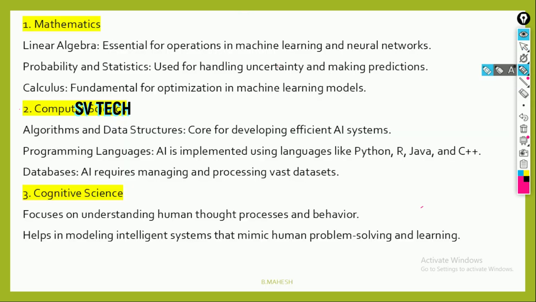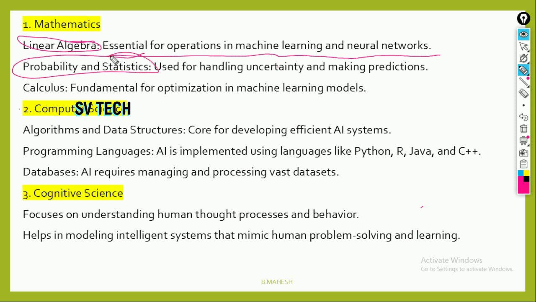Mathematics. Coming to mathematics, we use linear algebra, essential for operations in machine learning and neural networks. And we use probability and statistics for handling uncertainty and making predictions. And we use calculus for optimization in machine learning models. In future, we are going to discuss some more deeply about these things.